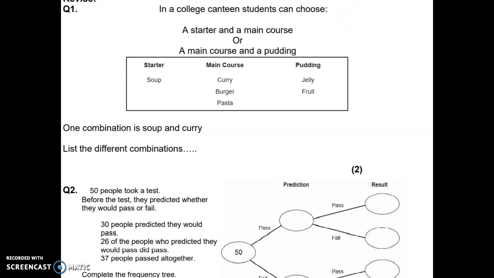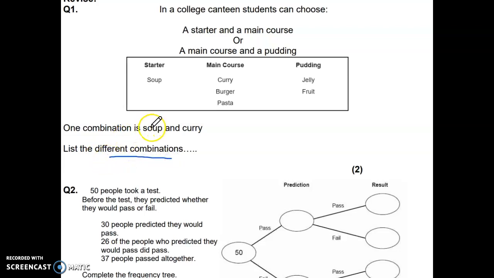Right, so we'll start with the revised section. So if you have a look at this, question 1. In a college canteen, students can choose between a starter and a main course, or a main course and a pudding. So we can have that and one of them, or one of them and one of them. Right, so one combination is a soup and a curry. So it says, can you list the different combinations?